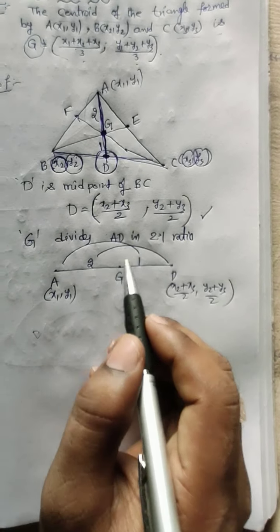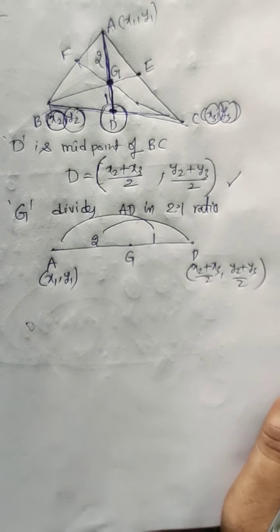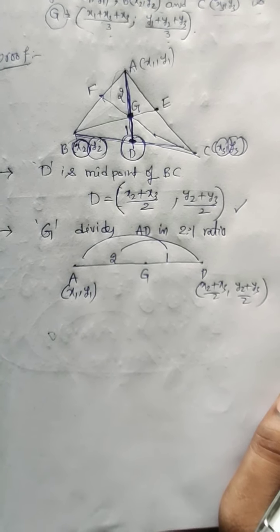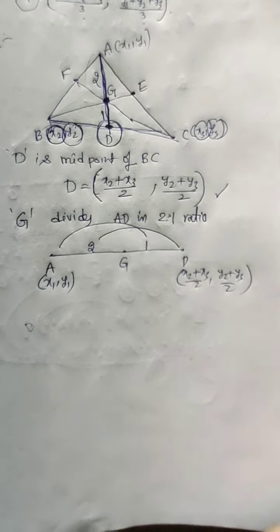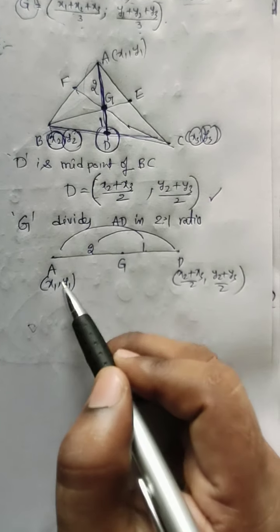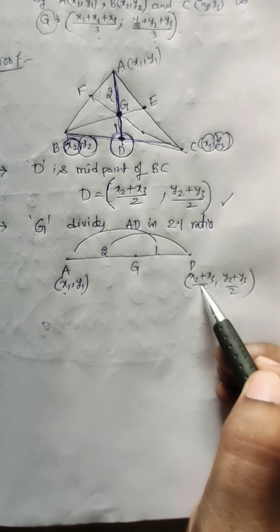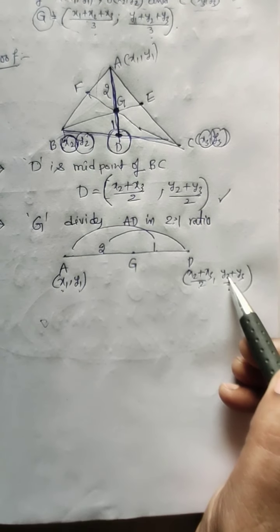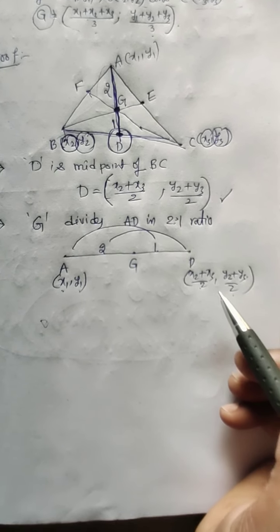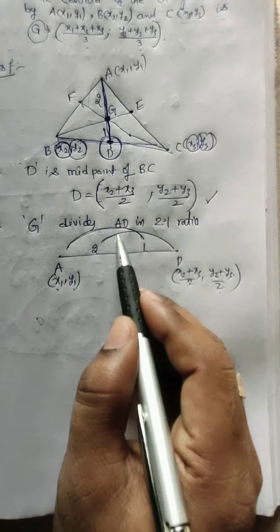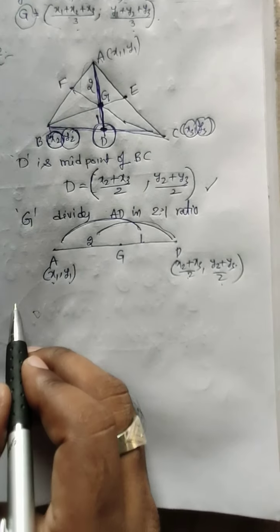So what is the formula? Section formula: ((m x2 + n x1)/(m + n), (m y2 + n y1)/(m + n)). That you apply. m is 2, n is 1, x1 is x1, y1 is y1 only, x2 is (x2 + x3)/2, y2 is (y2 + y3)/2. Okay, 1 has to multiply A, 2 has to multiply D. This shortcut also you can remember.